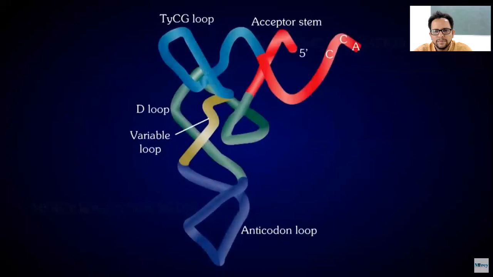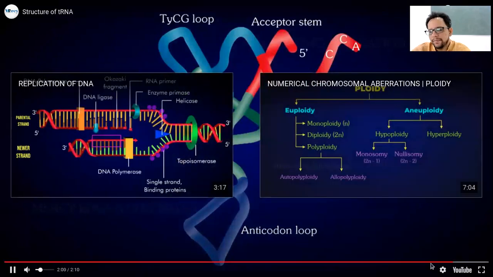In certain tRNAs, in addition to these 4 arms, an extra arm called the variable arm occurs as shown in the figure. The amino acid acceptor and the anticodon arms are oriented in opposite directions.